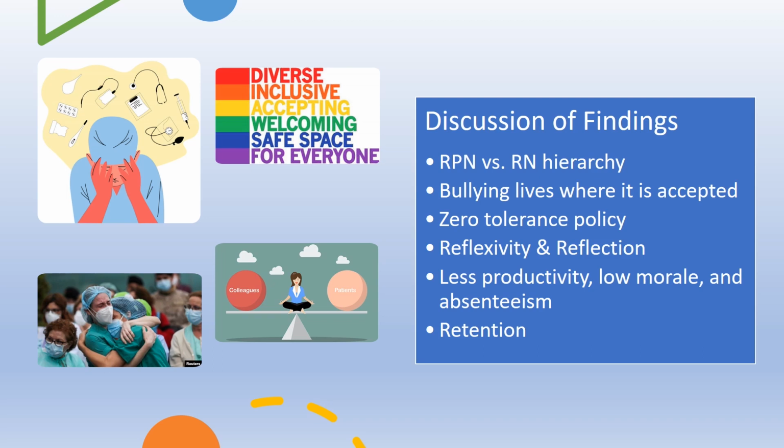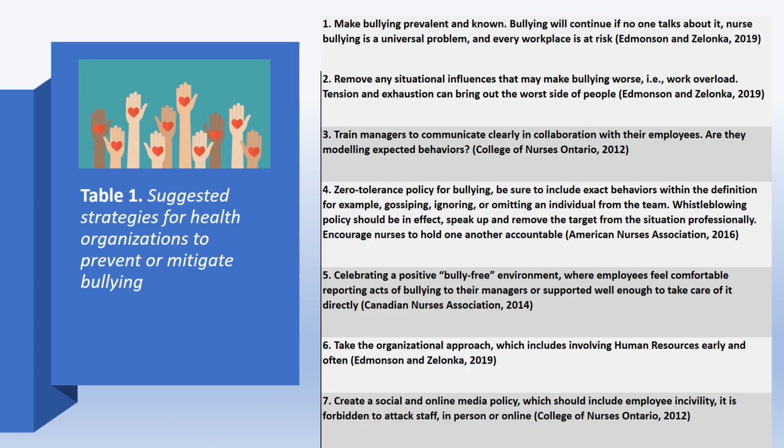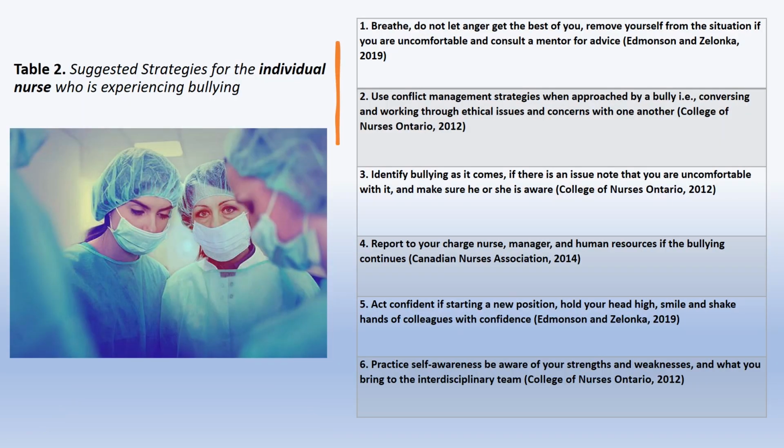The literature continues to reveal both victims and witnesses of bullying suffer silently and are often confused as to what to do when presented with bullying behavior. This can be prevented by offering strategies, such as the ones presented on the next slide. This slide discusses the findings and suggests strategies drawn from literature for health organizations to prevent or mitigate bullying. The second table lists 6 strategies from various literature for the individual nurse who may be experiencing bullying.